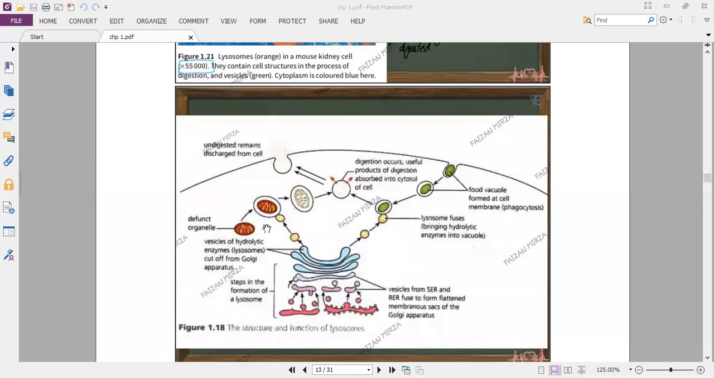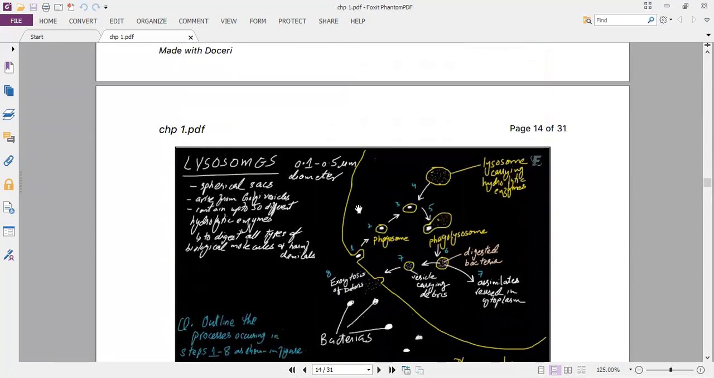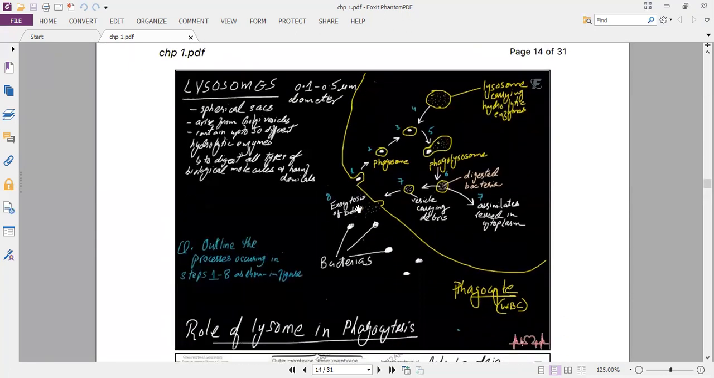This diagram here sums up how the rough ER, Golgi, and the lysosome and everything is just coming together. So this particular diagram shows you the entire sequence of events of how this is occurring. So lysosomes, the diameter is about 0.1 to 0.5 micrometer.